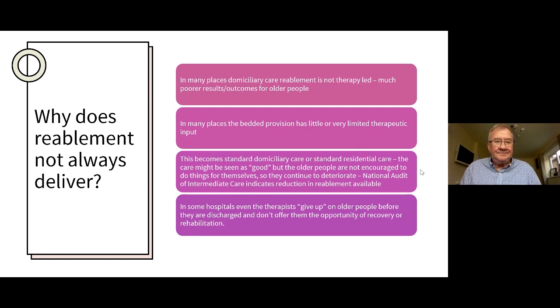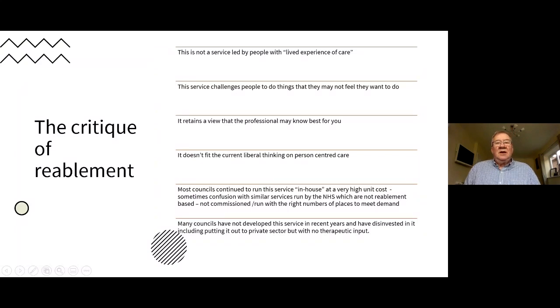Next slide, please. So there is a critique of reablement, particularly in social care. The rhetoric of social care is that social care services should be led by people with lived experience of care, that they are the experts because of their experience of their life condition, and there should be a very strong focus on how they want the services delivered. Whereas actually domiciliary care reablement challenges people. It challenges people about their experience. It challenges people to think differently about their lives. And that's a tension for some people who genuinely and understandably believe that this should be a service led by people with lived experience.